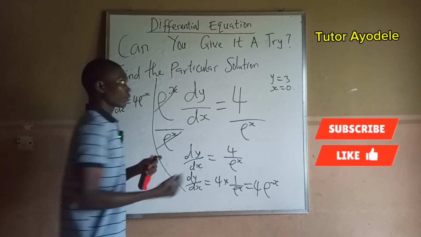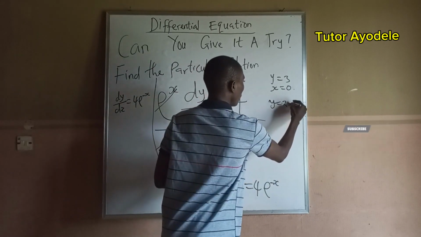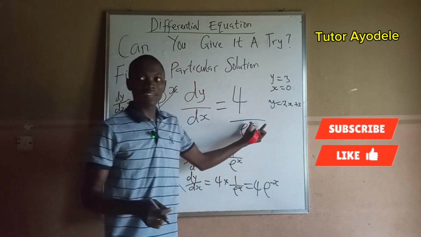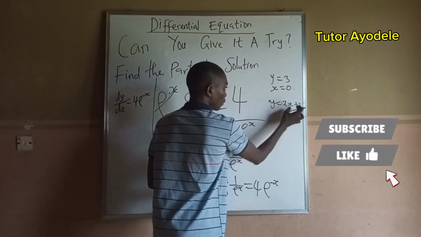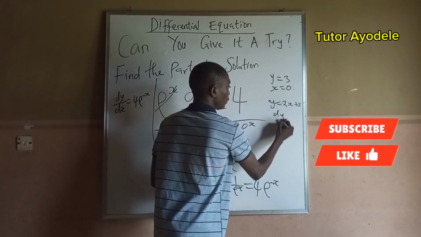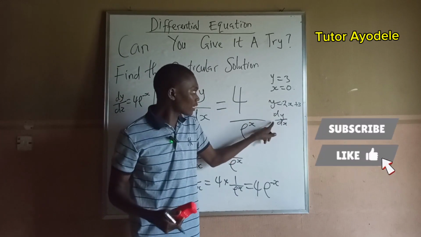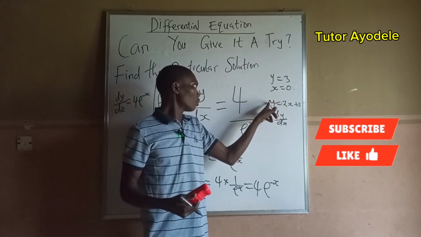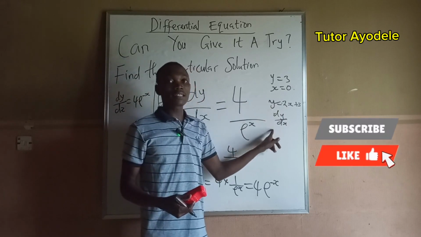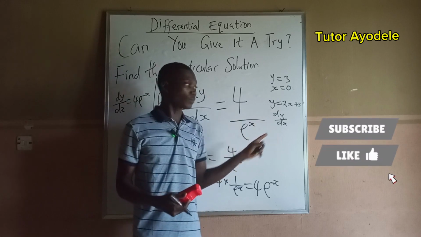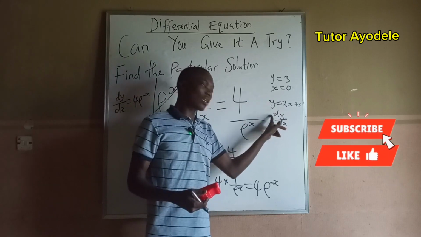Now, let me tell you something. In differentiation, if you have y given as any equation, it could be 2x plus any number, when you differentiate this y with respect to x, it will give you dy/dx. What if I want to go back from here to get y? I will have to integrate. Integration is the opposite of differentiation. So if I differentiate y with respect to x and I get this, for me to get y back again, I will need to integrate dy/dx.